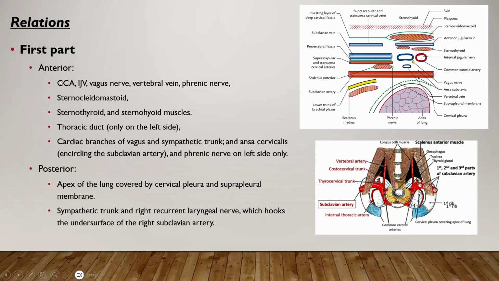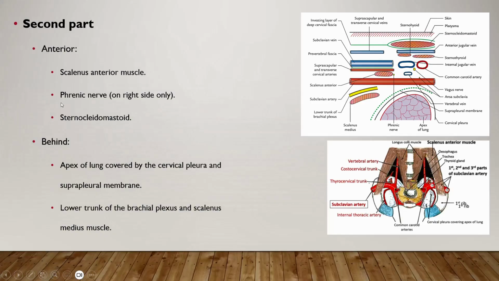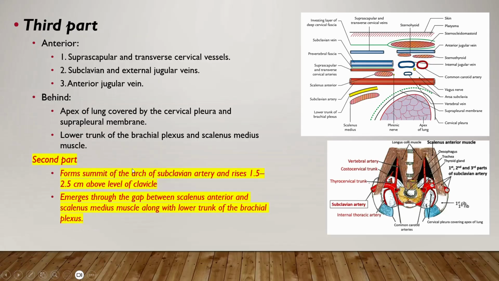Now what are the relations? You can see so many relations are there. The first part is related to the common carotid artery, internal jugular vein, vagus nerve, vertebral vein, phrenic nerve. All these relations you can go through. Then here you can see the second part. Obviously one structure you know anterior to the second part is the scalenus anterior muscle. You can see here the scalenus anterior muscle, and there is the phrenic nerve on the right side only. Okay, and then there is sternocleidomastoid. So these are the relations.